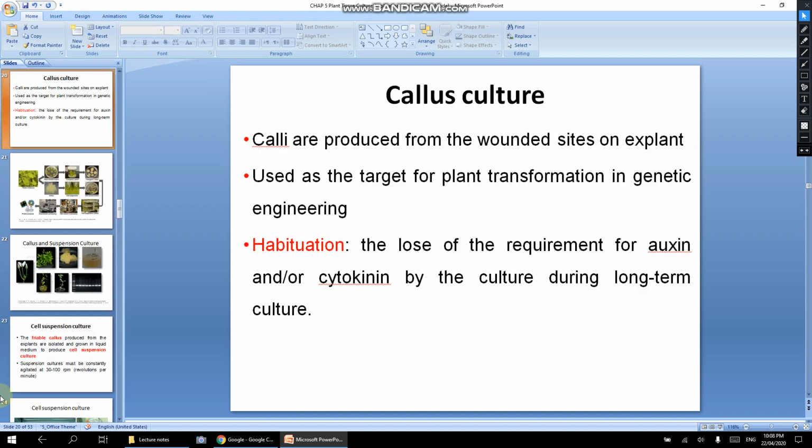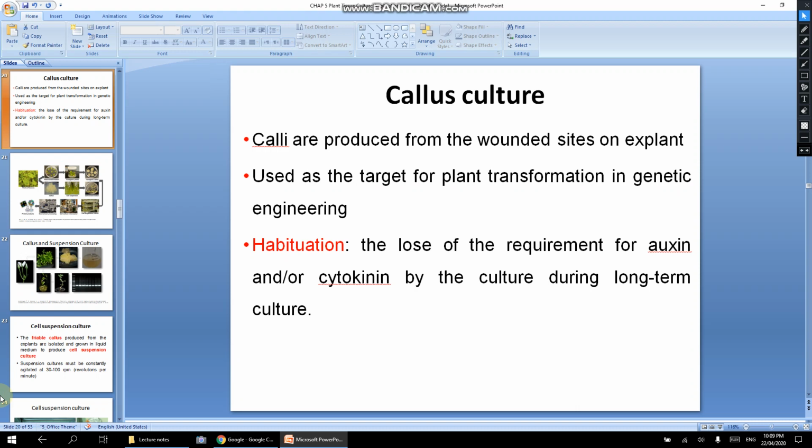For callus culture, calli are produced from the wounded sites of an explant. Let's say you have a tobacco leaf, and you cut it on the side and put it on the media. Let's say it's a square shape. On every edge of the leaf, callus will grow, because it is the wounded side of the explant. The wounded site is used as the target for plant transformation in genetic engineering, because bacteria can only go into something through a wound.